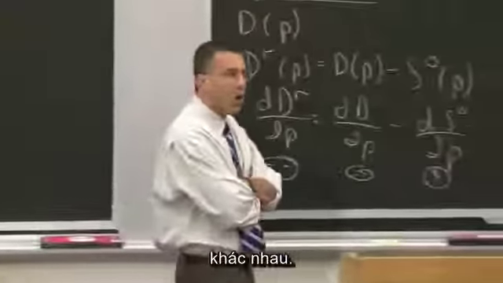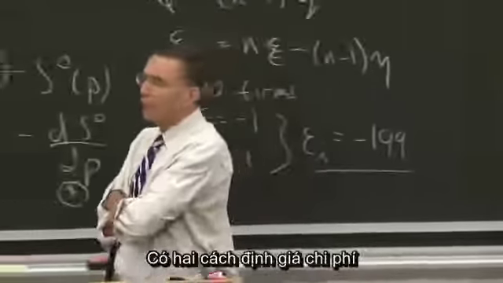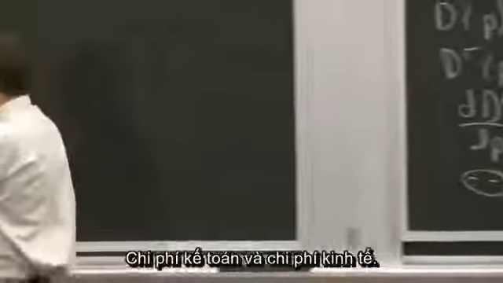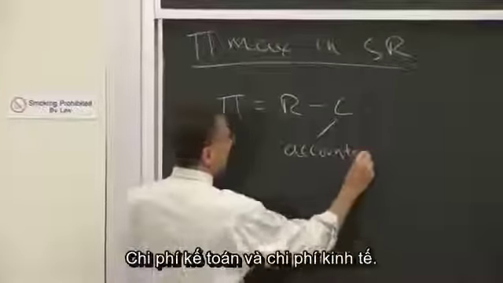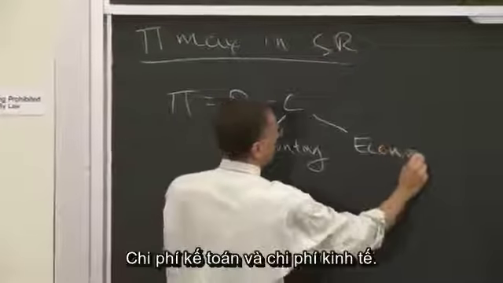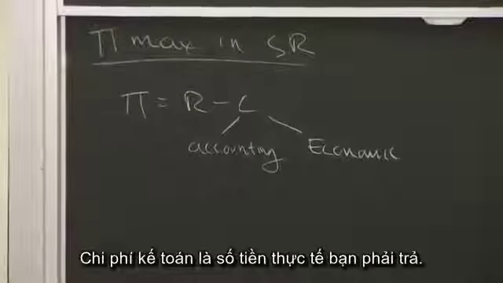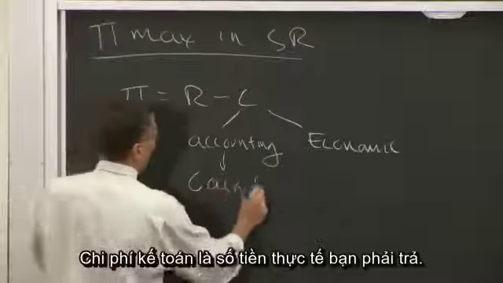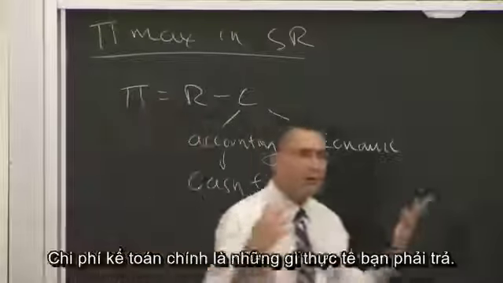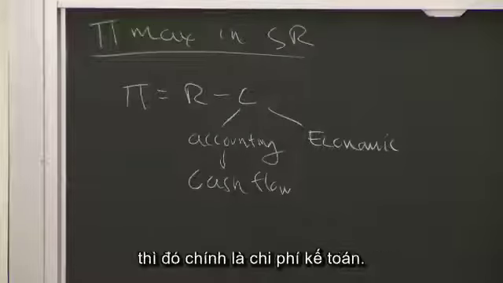Well, the trick is that there's two different types of people who measure costs. Revenue is revenue. It's just basically the money you make, and anybody can measure that. But there's two different ways of measuring costs. There's accounting costs, and there's economic costs. And these are different concepts. Accounting costs are cash flow costs. What you actually pay. So if you buy something for X dollars, that's your accounting costs.